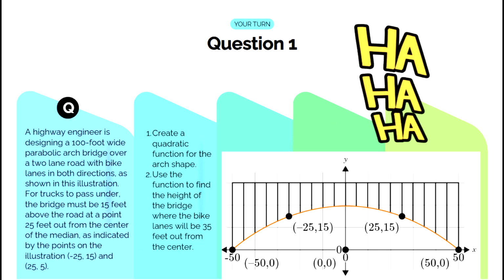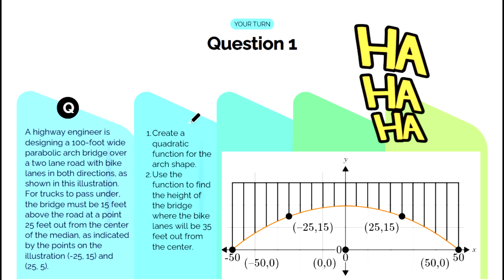Okay, here is another question. I'm guessing this is number 2, even though I listed it as number 1. A highway engineer is designing a 100-foot wide parabolic arch bridge over a 2-lane road with bike lanes in both directions, as shown in this illustration. For trucks to pass, the bridge must be 15 feet above the road at a point 25 feet out from the center of the median, as indicated by the points on the illustration: negative 25, 15, and 25. It's supposed to say 15 over here, but it says 5.